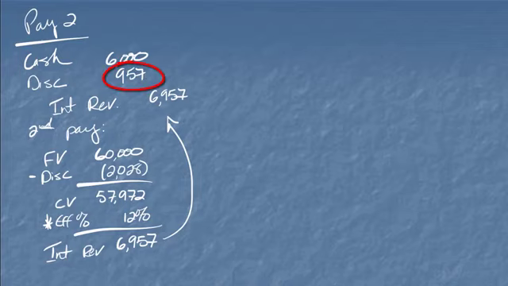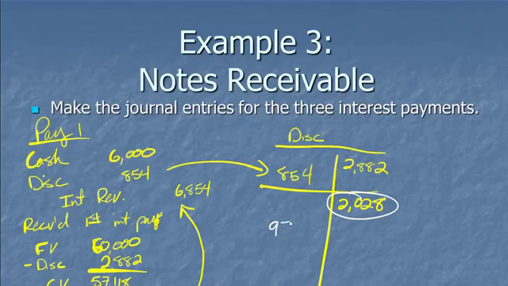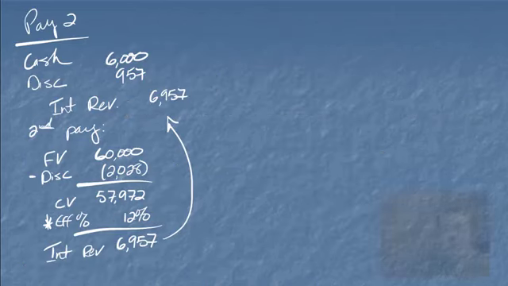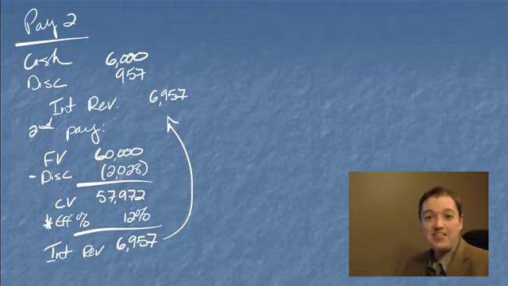And there's my discount amount. That's what I'm amortizing away this period. So let's go back, get our T account updated. $957. So I have a new balance of $1,071 in my T account. Same exact process for our third payment. Why don't you go ahead and pause it here and give it a try.